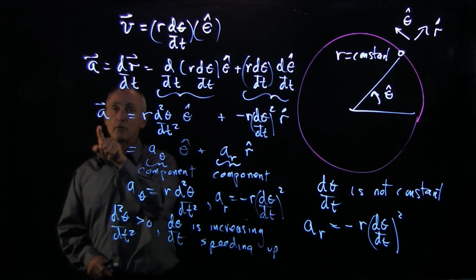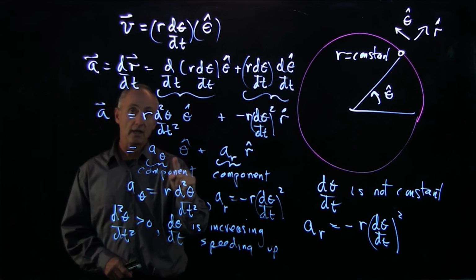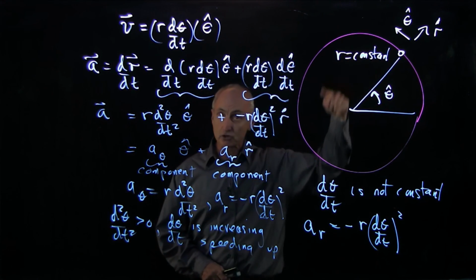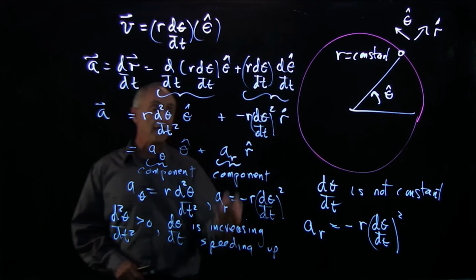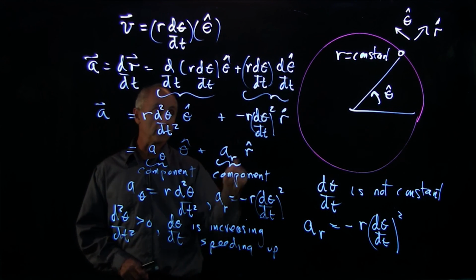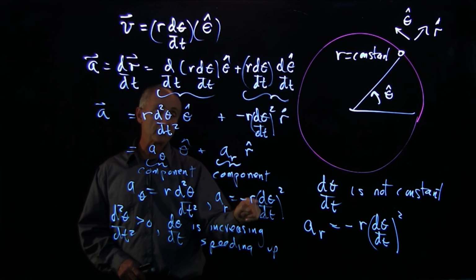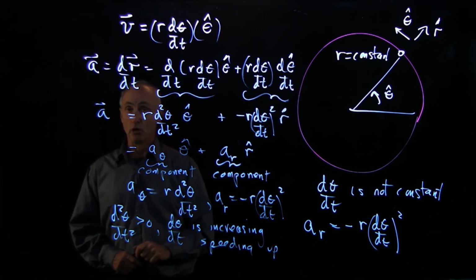So again, the acceleration has two components, a tangential component, and that depends on the type of circular motion we're talking about, whether d theta dt is constant or not. It always has a non-zero inward radial component, given by minus r d theta dt squared, regardless of whether it's speeding up or slowing down.